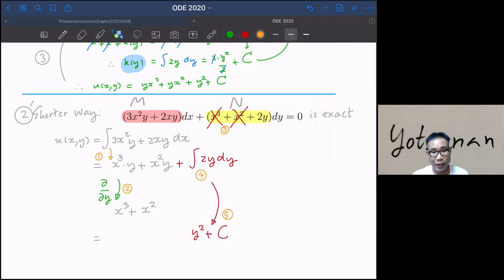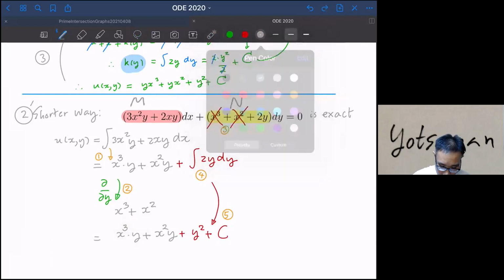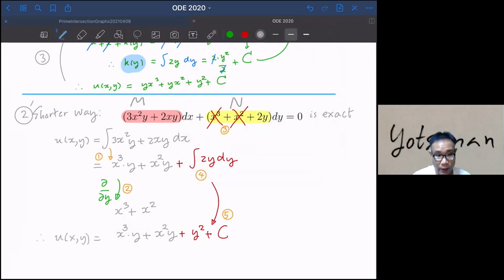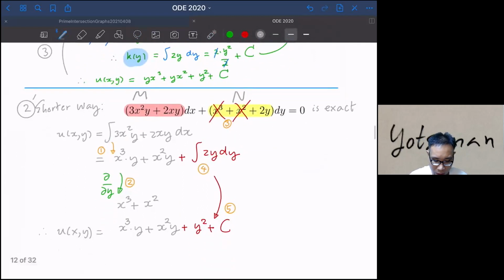And then what? Then you just copy this term down. So this one will be your u(x,y). You have u(x,y) equal to the same thing as you have up there, and they are identical. This will be your final answer. So this is the third step prime.